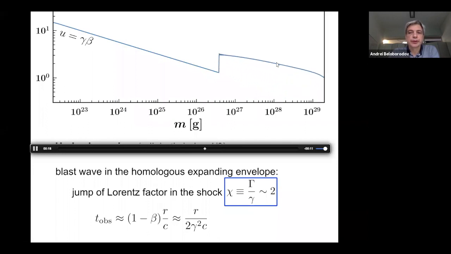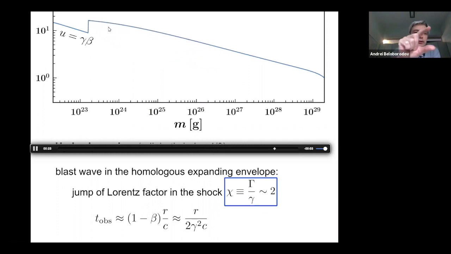So there's the material which is faster, right? That's the shock, the jump here that propagates through the envelope. And note that the jump remains approximately constant, shrinking slowly. Eventually, if you run it infinite time, it becomes almost nothing. But for many decades in mass, the jump remains almost the same.